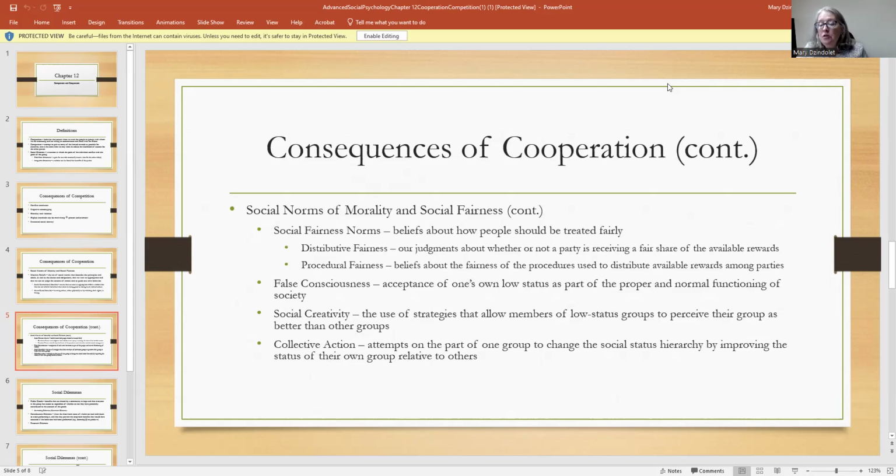Social creativity is the use of strategies that allow members of low status groups to perceive their groups as better than other groups. So these are low status group members in a group, right? What they can do is create their own subgroup and then feel like their subgroup is really awesome and better than the subgroup that's got lots of power or higher status in the group. Does that make sense? Your book uses the example of Black is beautiful, at a time when African Americans may have seen themselves as very low status.